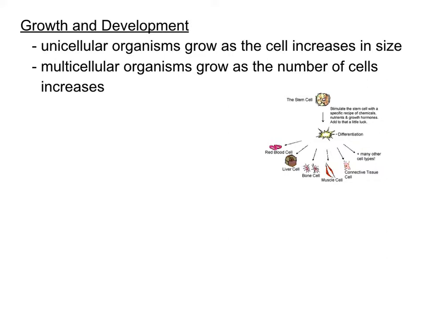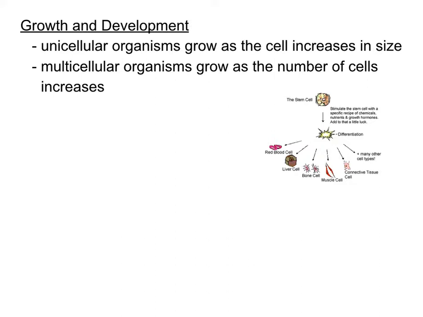So unicellular organisms, that cell itself just gets bigger and bigger. You can kind of think of it like a balloon. So like when you blow air into a balloon, the balloon gets bigger and bigger. Multicellular organisms would be like if you took a whole bunch of balloons and tied them together. So instead of just having one balloon, you'd have a bunch of balloons, and to make that bunch get bigger, you'd just keep adding more and more balloons. So that covers the growth part.